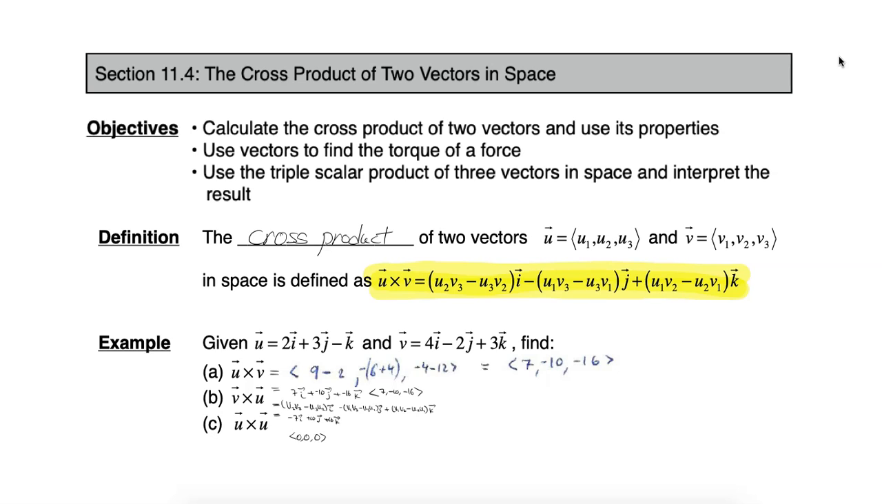One application is to find the torque of a force, which is sometimes called the moment of force, and another one is to find volumes in 3D of parallelepipeds.